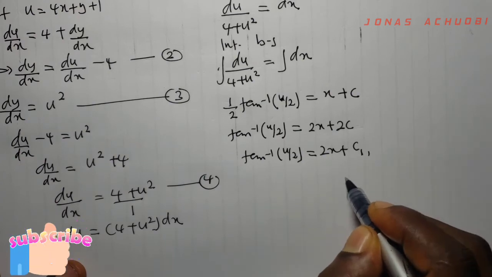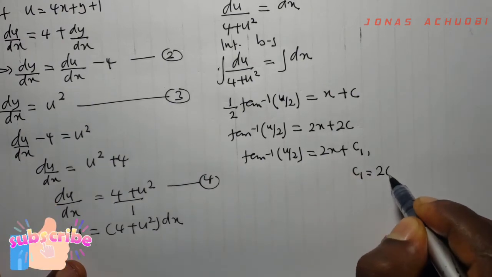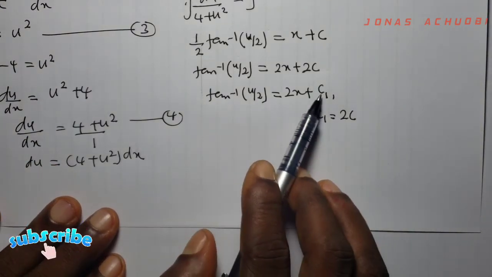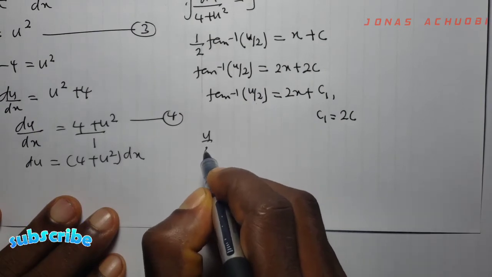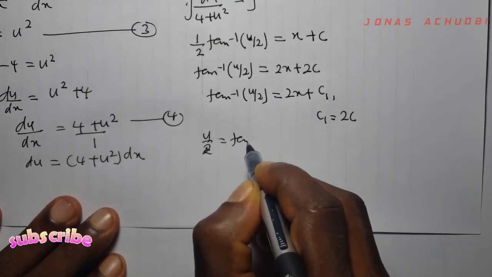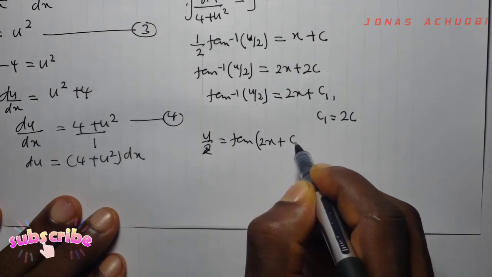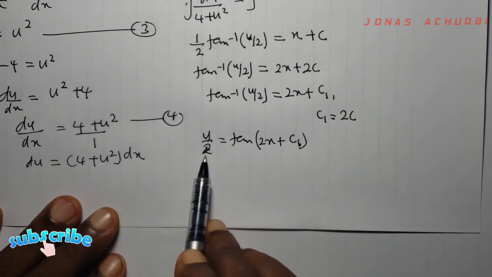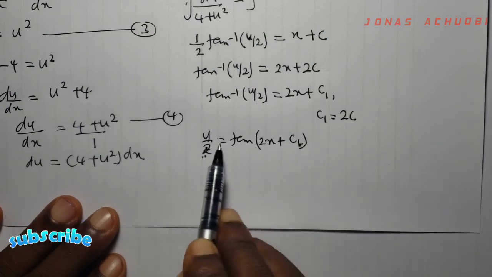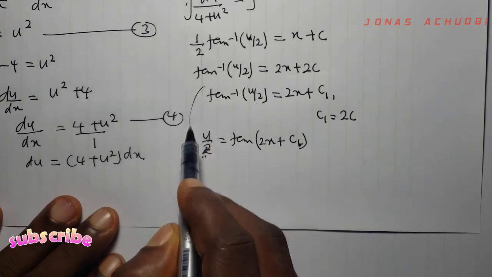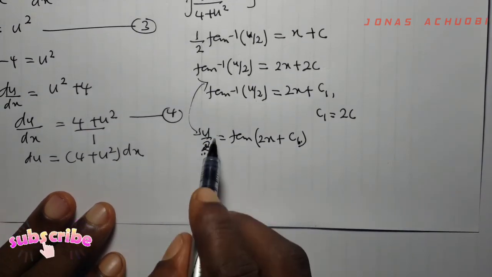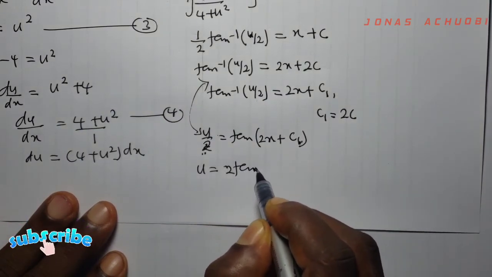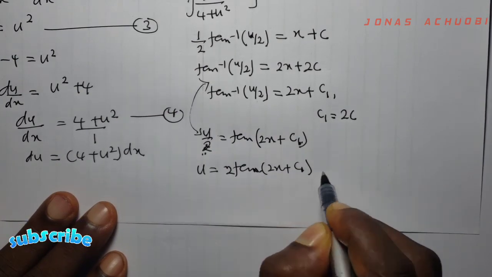of course, where c1 is equal to what? 2c. I want to find u. So since tan inverse of u over 2 is equal to this, it follows that u over 2 must be what? The tangent of 2x plus c1. Since tan of 2x plus c1 is equal to u over 2, it follows that 2x plus c1 is the tan inverse of u over 2. So this means I want to find the value of u. So my u now becomes 2 times the tangent of 2x plus c1.